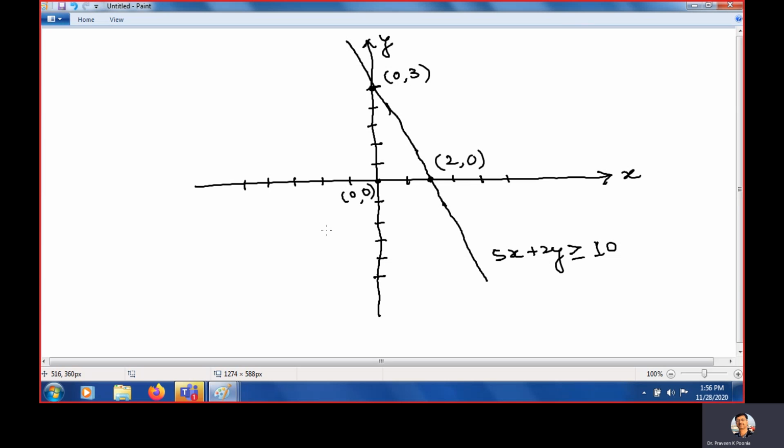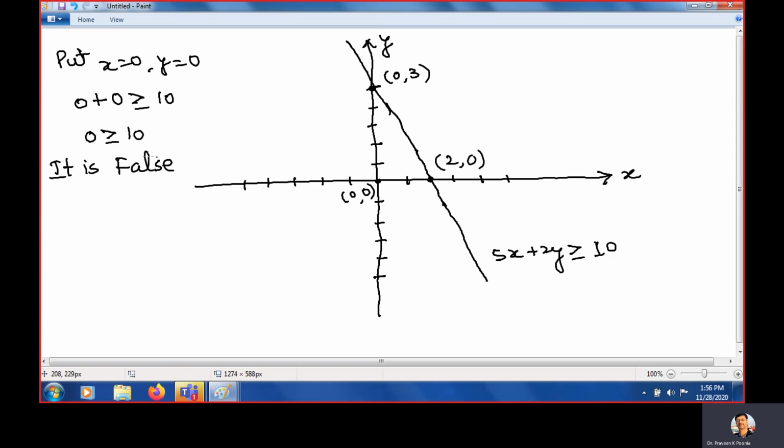Okay, so what was the next and last step? It was to put x equal to 0, y equal to 0. So it will be 0 plus 0 greater than or equal to 10. 0 plus 0 is 0, greater than or equal to 10. Is 0 greater than 10? No, 0 cannot be greater than 10. It is false. It is not true. And false means what? Now this will not be included in the solution. Clear? So the other side is the solution.